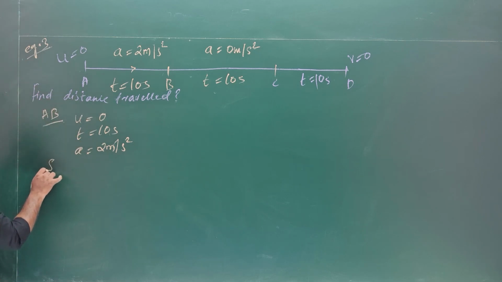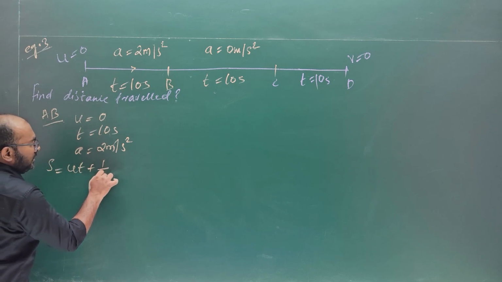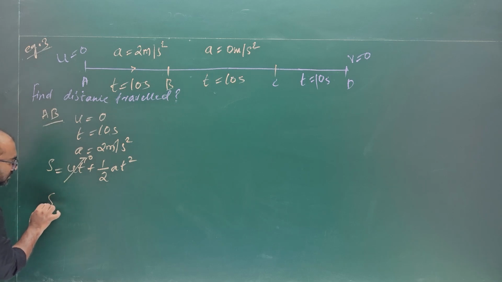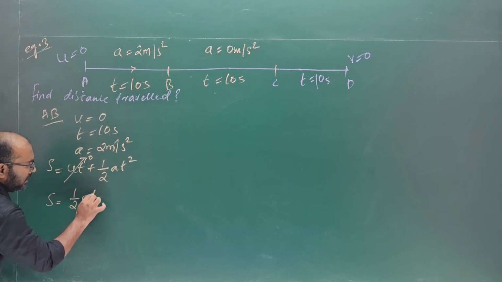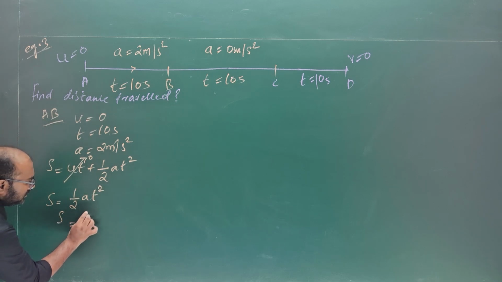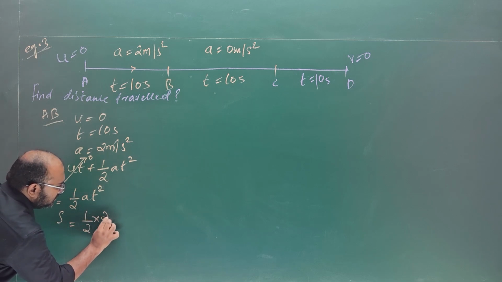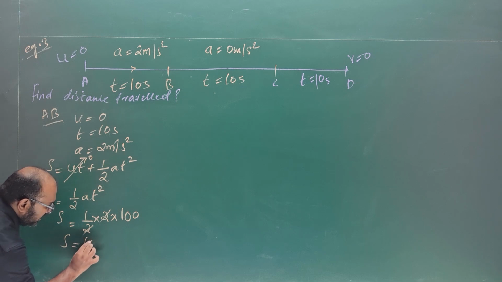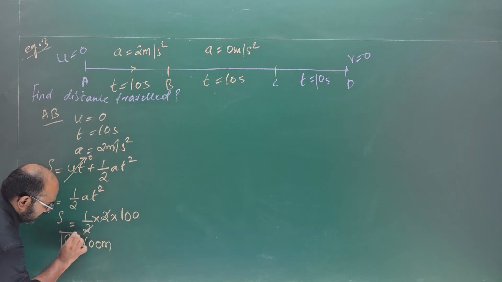Now, S is equal to ut plus half at square. Initial velocity is 0. So, S is equal to half at square, or S is equal to half times acceleration 2, time period 10 square, that is 100. So, displacement is what? 100 meter.